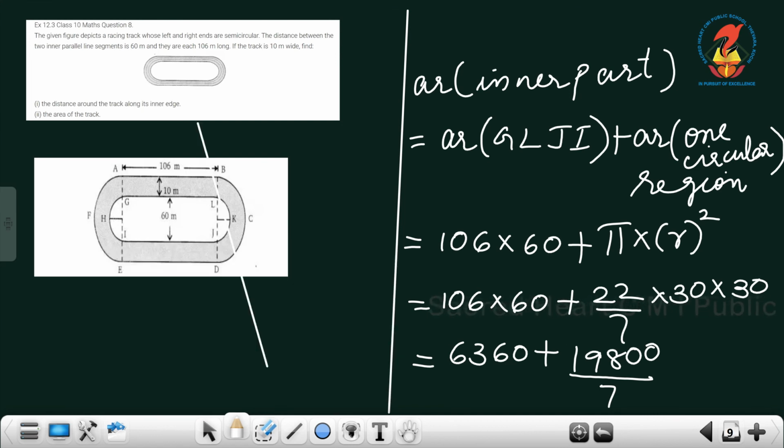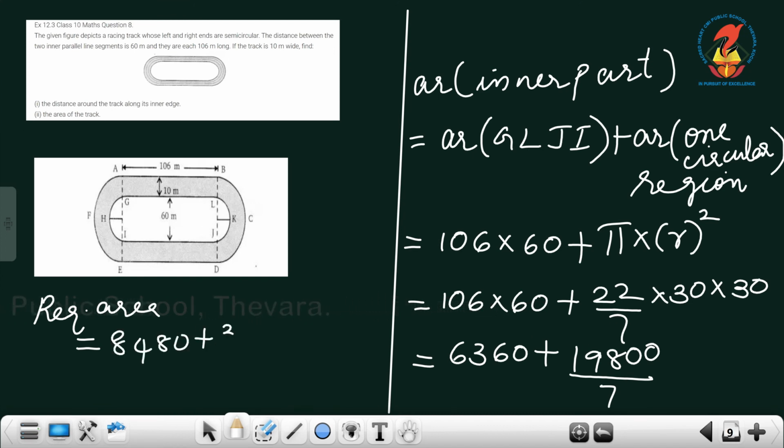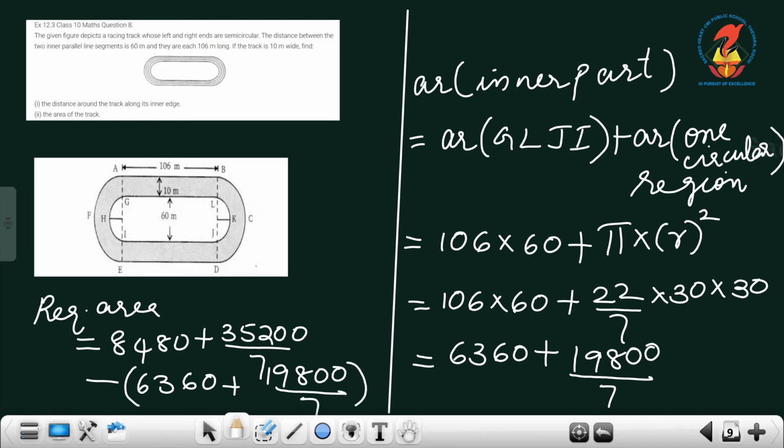So the required area is equal to the area of the outer part minus the area of the inner part. What was that? 8,480 plus 35,200 divided by 7 minus 6,360 plus 19,800 divided by 7, which you have to do. You have to find the final answer from this.